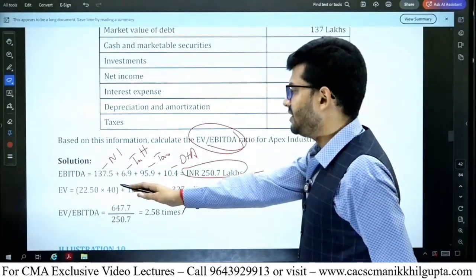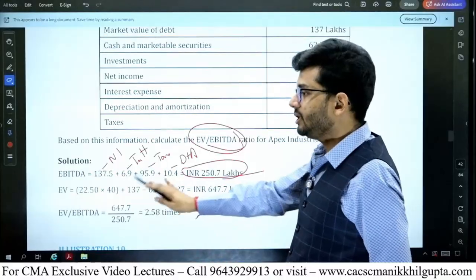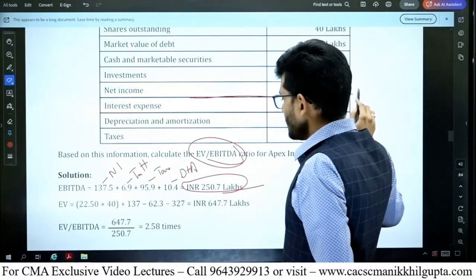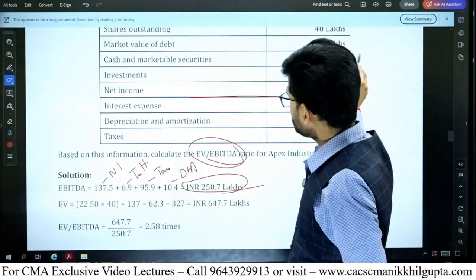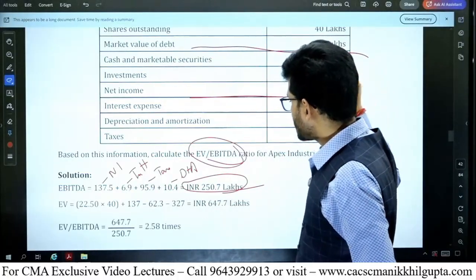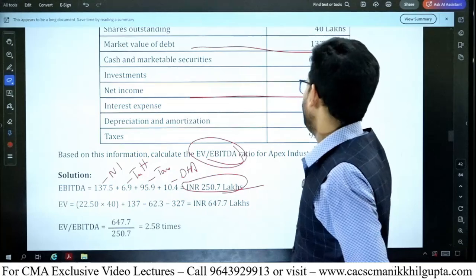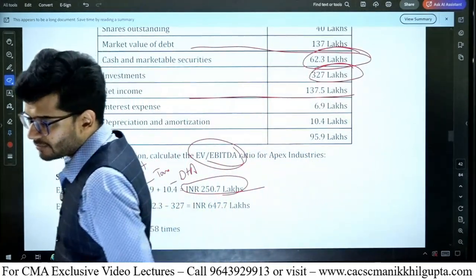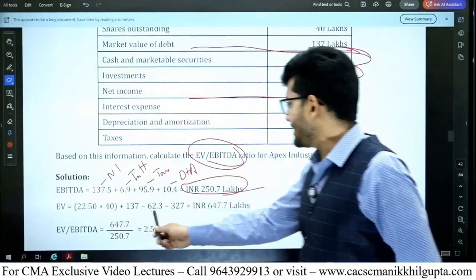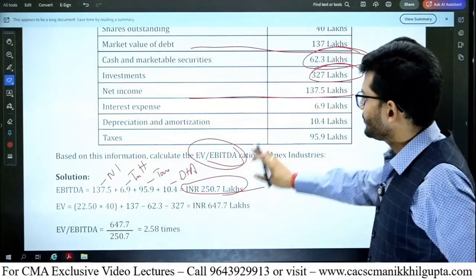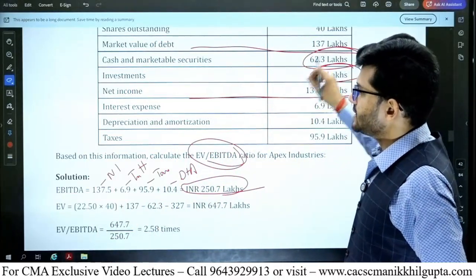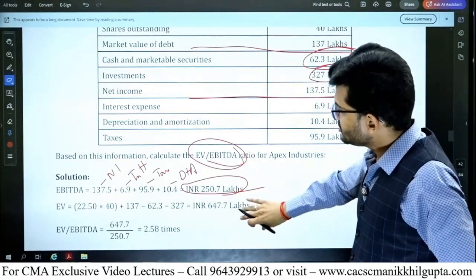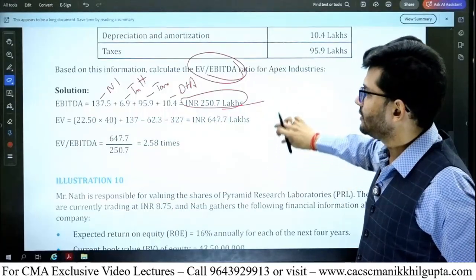EBITDA calculation is done. Then the enterprise value calculation: equity plus debt, minus cash and marketable securities, minus the investments. Investments are to be reduced, and cash and marketable securities are required to be reduced. So equity plus debt, and after reducing all the cash items, marketable securities, and the short-term investments, you will get the enterprise value. Then you divide it and you get the answer.